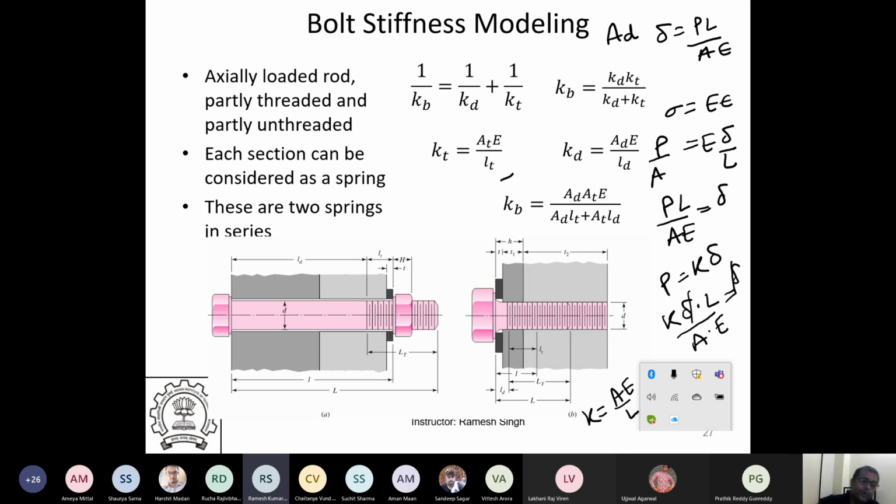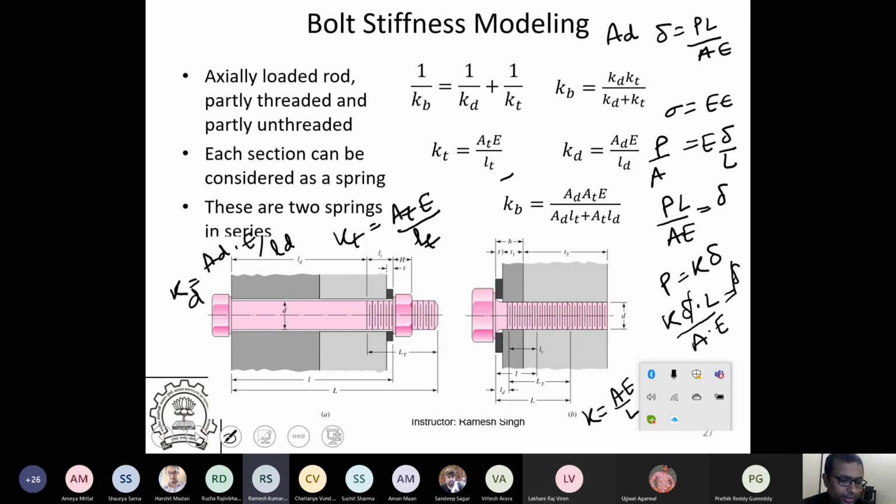That said, I know that there are two different stiffnesses because the diameters are different at different locations. So for the unthreaded portion, KD will be AD, with the length of the unthreaded portion LD. The material is the same, so E doesn't change. So AD E by LD is KD, and KT will be nothing but AT times E divided by LT. Agreed?